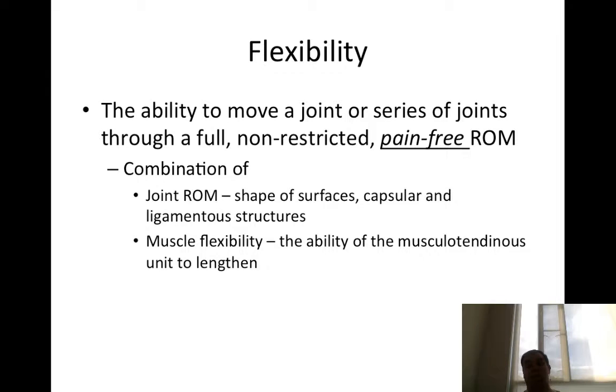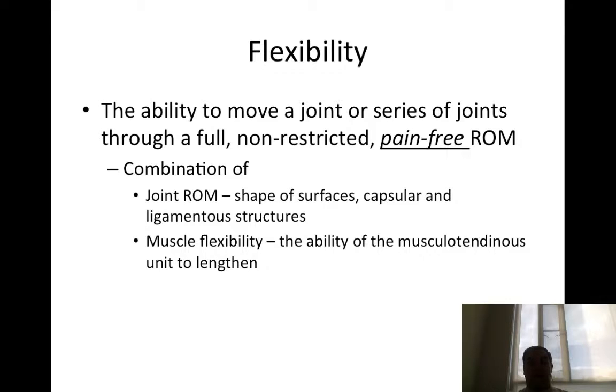So a combination of joint range of motion and flexibility. Things to take into account with joint ROM are the shape of the surface, capsular, I can't say the word, capsular, wow, and ligamentous structures. So remember, every joint has a joint capsule. Think of the joint capsule as a peanut shell, right? The outside of the peanut shell. And then inside the peanut shell is that actual joint. And within the joint is typically some kind of ligamentous structures, right?